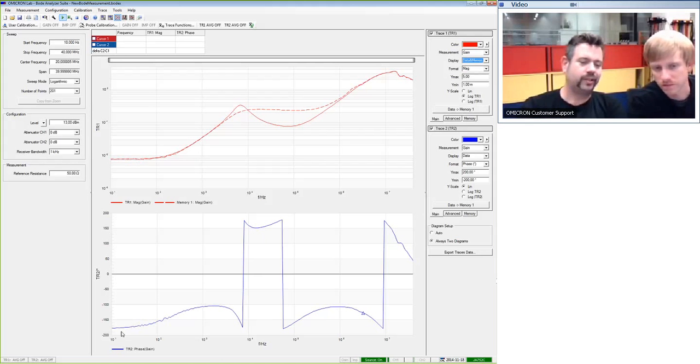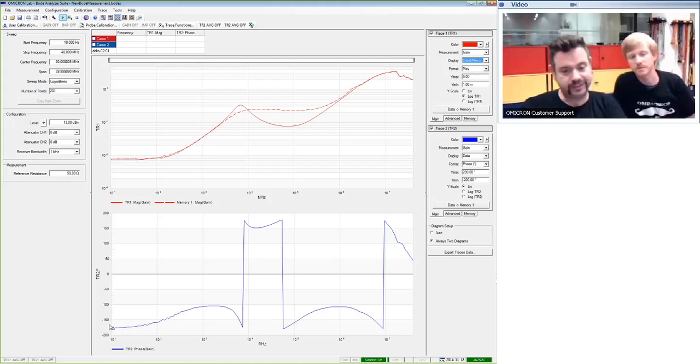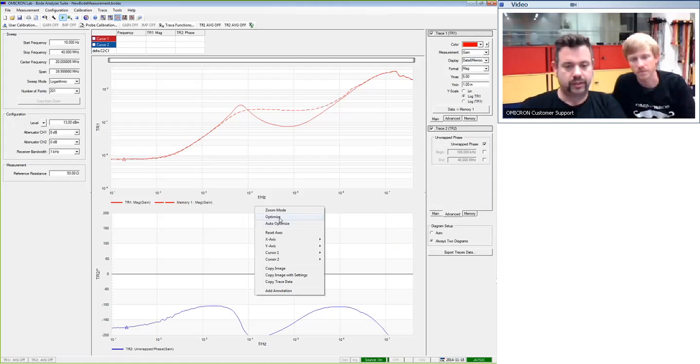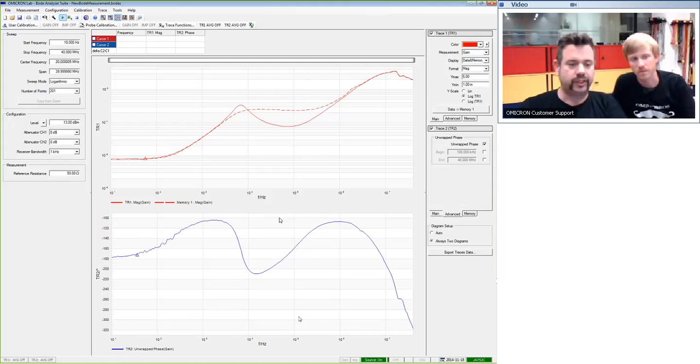In reality, this is a continuous phase. The thing is, at the moment, we are in the wrapped phase mode. This means that the phase is dropping below minus 180 degrees, and therefore it's wrapped up to 180 degrees. And then here it's going above 180 degrees, so it's wrapped down again to minus 180 degrees. We can overcome this by activating the unwrapped phase, and we say optimize, and now you see that we have a nice continuous phase curve.